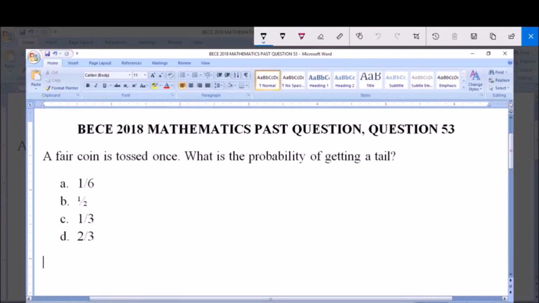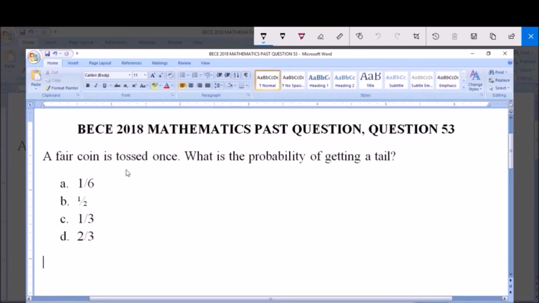Today we're going to be dealing with BECE 2018 Mathematics Past Question 53. A fair coin is tossed once. What is the probability of getting a tail? A 1/6, B 1/2, C 1/3, and D 2/3.